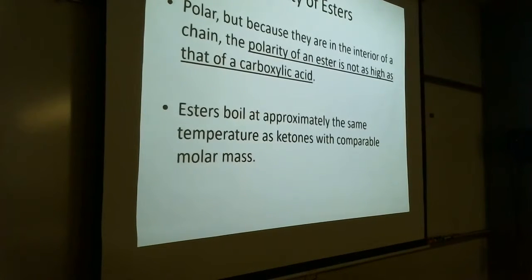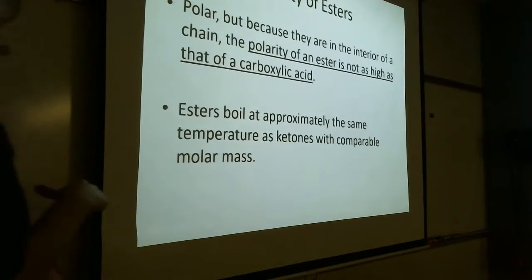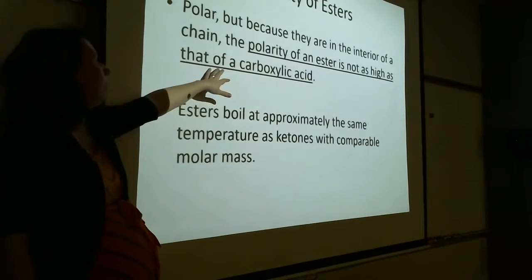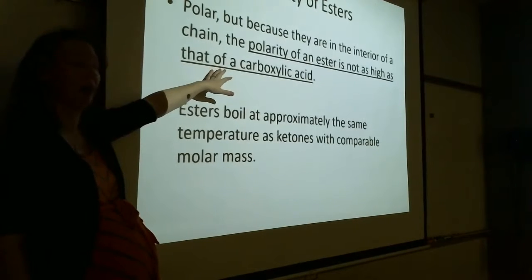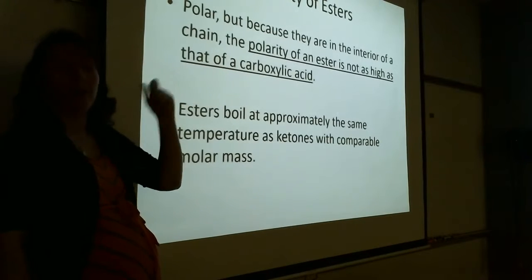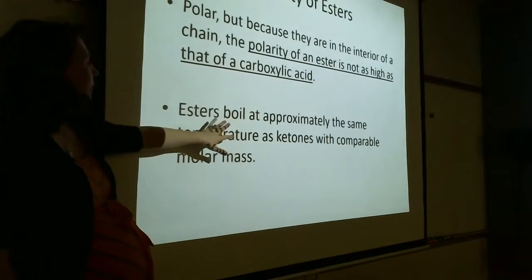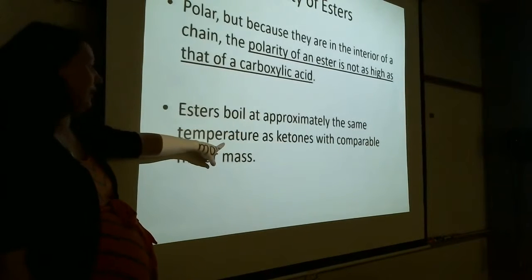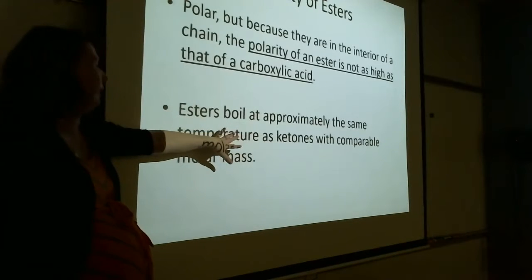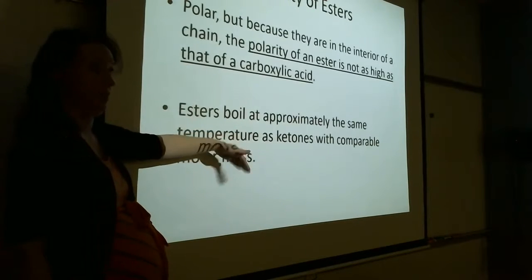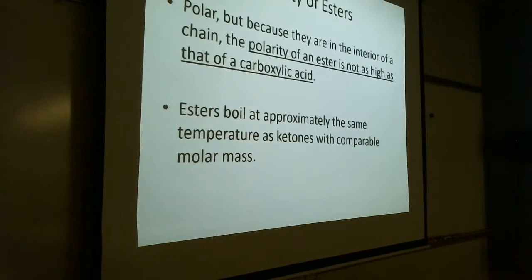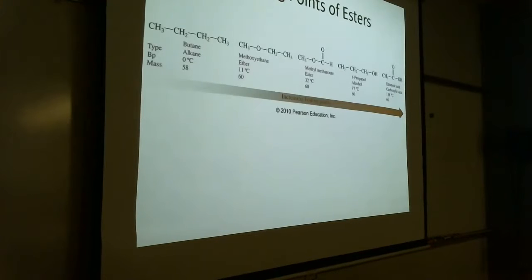Now, because they are on the interior, their boiling point isn't going to be as high as a carboxylic acid. But would an ester's boiling point be higher than a ketone's? Yes, that extra oxygen will make it more polar. But it's not going to be a humongous difference. It's going to be higher, but not like 50 degrees higher. You will notice a difference, but it's not going to be humongous. Like an aldehyde versus an alcohol kind of thing.